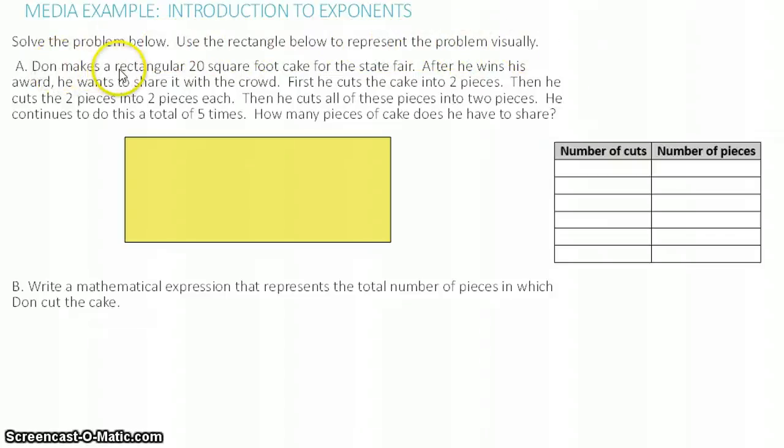Don makes a rectangular 20 square foot cake for the state fair. After he wins the award, he wants to share it with the crowd. First, he cuts the cake into 2 pieces. Then he cuts the 2 pieces into 2 pieces each. Then he cuts all of these pieces into 2 pieces. He continues to do this a total of 5 times. How many pieces of cake does he have to share?